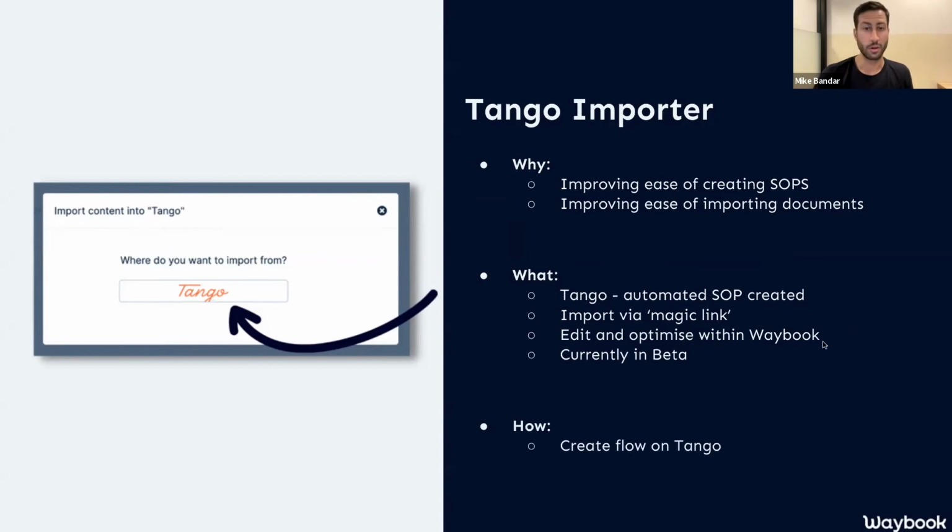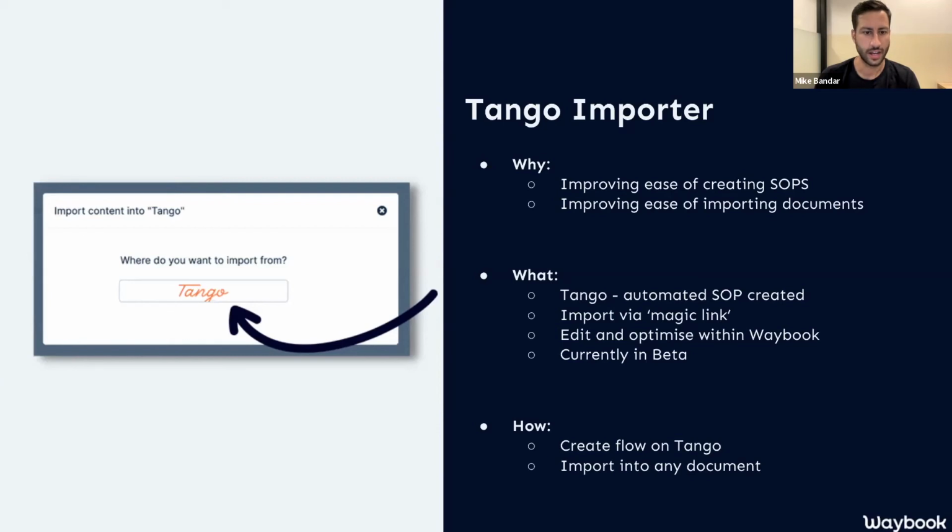So in order to show what that looks like, essentially, you can create a flow in Tango, and then you can import that knowledge into any of your documents. So let me just show you very briefly how to do that. And in order to do that, I will just load up Tango. And let me just jump into that account there.